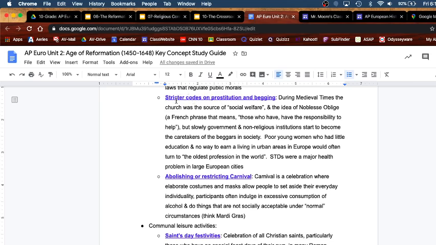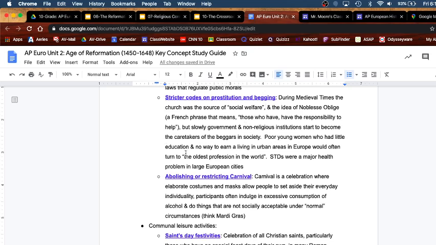Stricter codes on prostitution and begging. During medieval times, the church was the source of social welfare. So if people were poor, it's the church that took care of them. But that starts to transition because the church starts to lose some of its power during this Reformation time. The ideal of the noblesse oblige, a French phrase that means those who have the responsibility to help. So they start replacing the church being in charge of social welfare, but slowly government and non-religious institutions start to become the caretakers of the beggars in society.